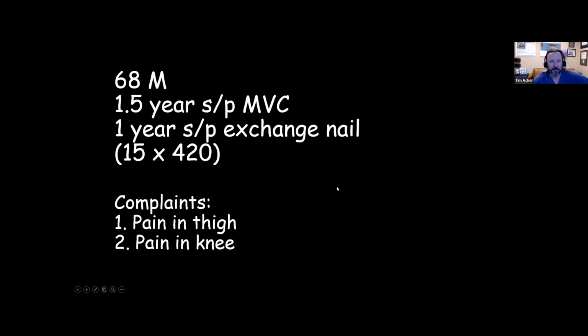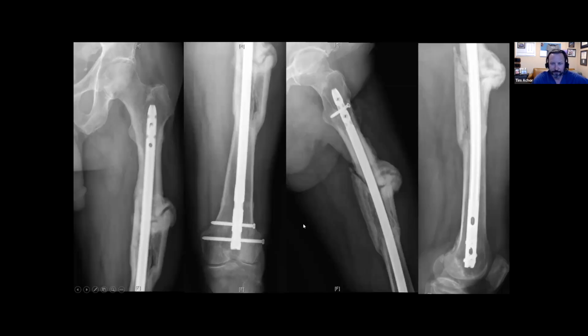So case one. This is a 68-year-old that was referred to my office 1.5 years after a car accident. He's currently 1 year status post an exchange nail of his femur. The nail size, you'll note, was a 15 by 420. And he has persistent complaints of pain in his thigh and in his knee. So here are his X-rays. I'll give you a moment to take this in.